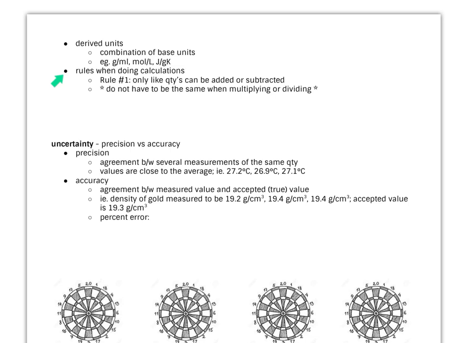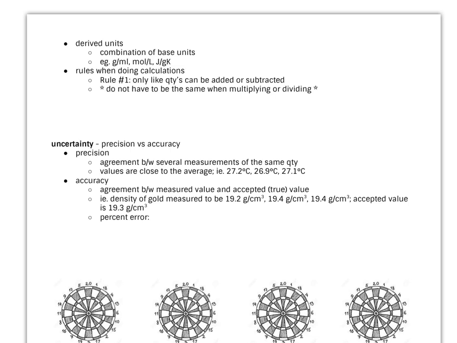And there are some rules when doing calculations. Most of them are typical math things. But the main thing is rule number 1, only like quantities can be added or subtracted. That's rule number 1. And there are basically no more rules that you probably haven't already been told. But the exception to that, because there's always an exception to rules, is they do not have to be the same when you're multiplying or dividing, just when you're adding and subtracting.